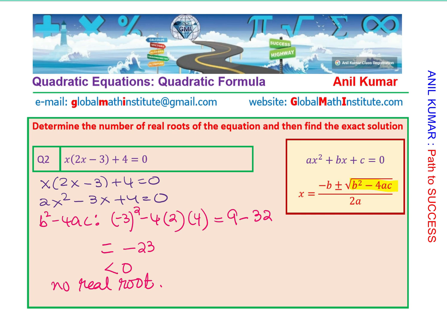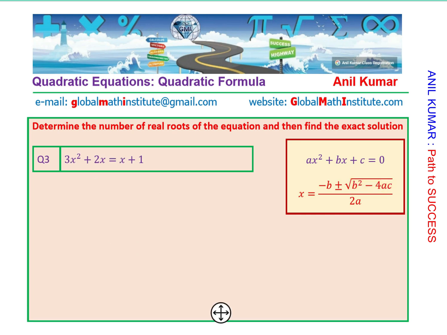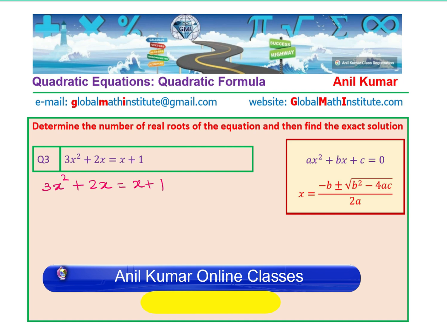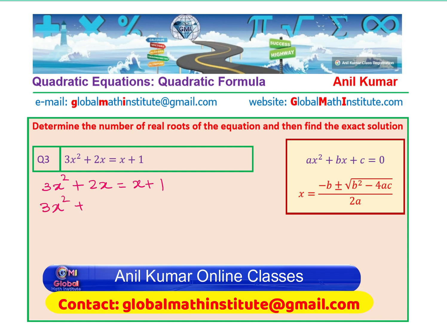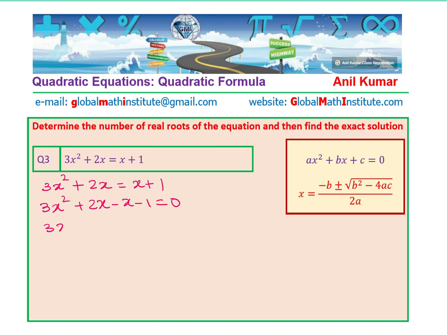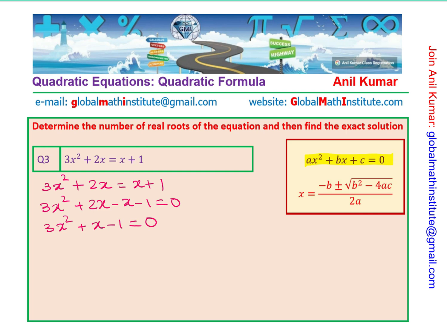Makes sense? Right. Question number 3. So, the question is 3x square plus 2x equals x plus 1. Let's bring all the terms together. Plus 2x minus x minus 1 equals 0. 3x square plus x minus 1 equals 0. It is important to write in the standard form before you apply the formula. Otherwise, you can make some mistakes, right? So avoid that.